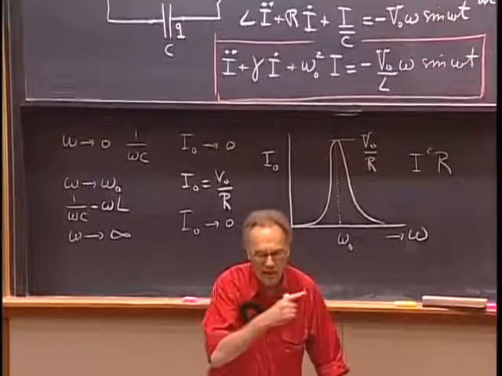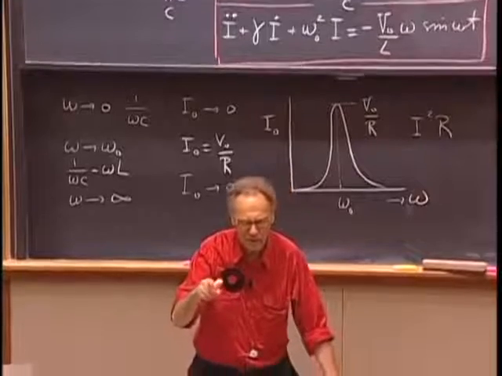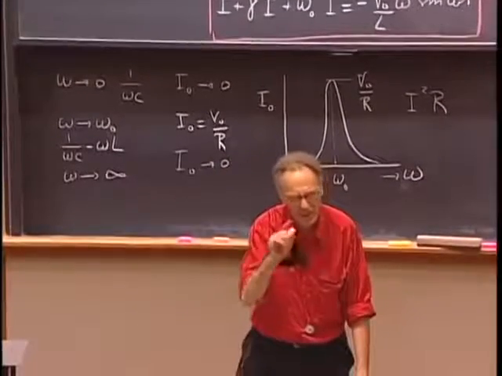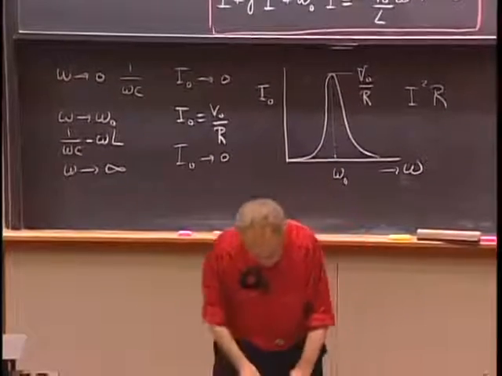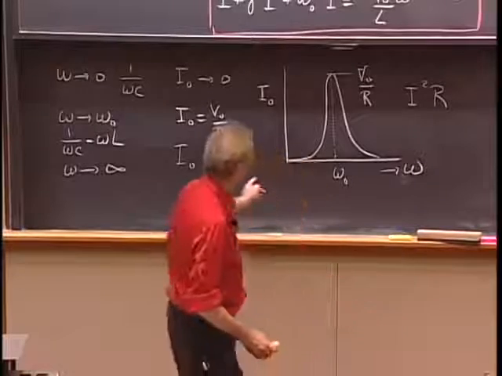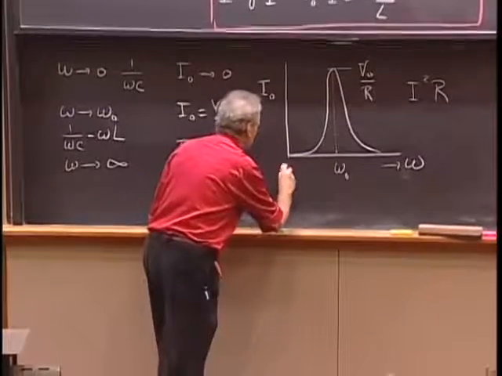You know, when you catch an error that I make, you get partial credit for this course. So please, when you see me make a mistake, scream. So this is omega, and here is 0.